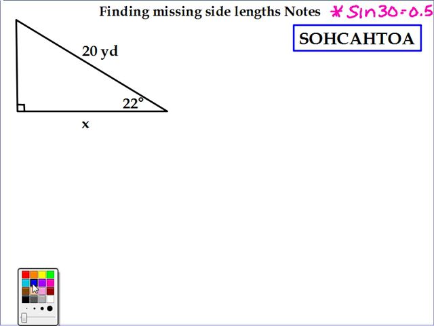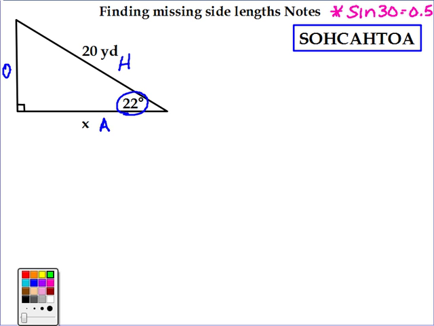So what you want to do is, the first thing we're going to do is look at our angle. Here's my angle, it's 22 degrees, and I'm going to label my three sides. So we know that across from the 90-degree angle, that's my hypotenuse. Across from the angle, that's the opposite. And right next to it is the adjacent.